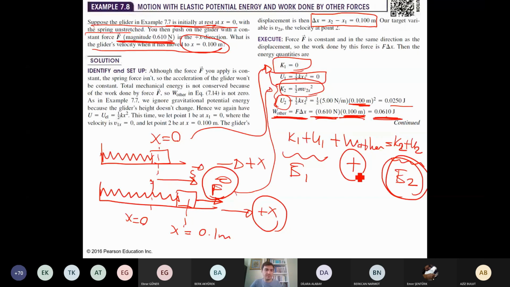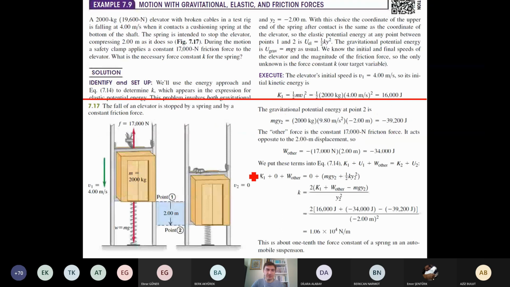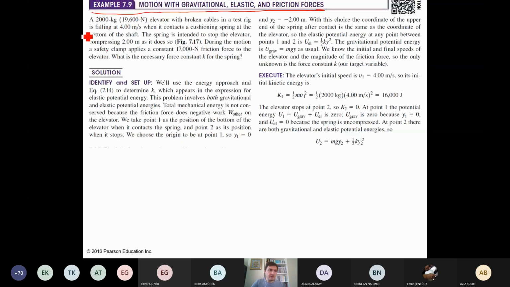Any question here? Then this is my last example, and then I will finish my lecture. Example 7.9, motion with gravitational, elastic, and friction forces. A 2,000 kilogram elevator with broken cables in a test rig is falling at 4 meters per second when it contacts a cushioning spring at the bottom of the shaft.